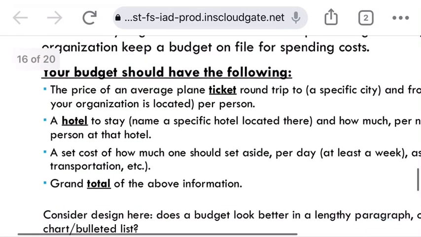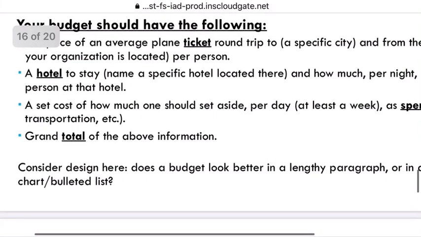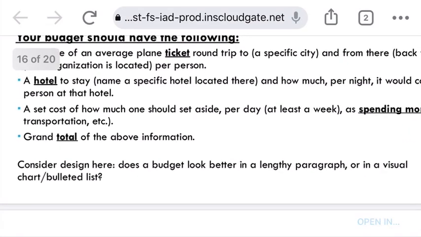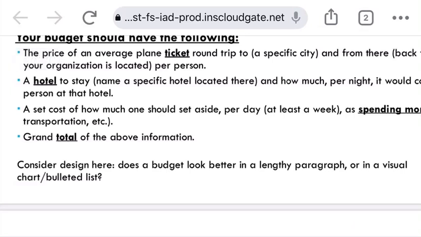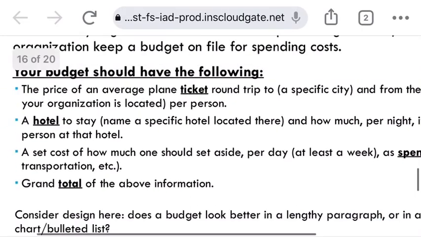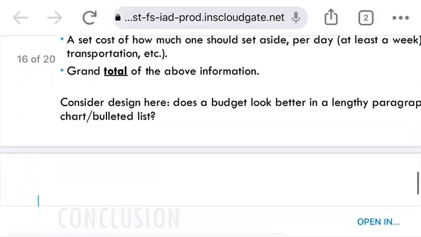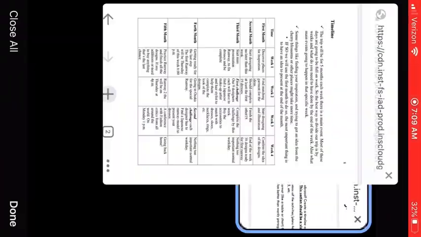And then all I want is to total that. What is the total of everything there and the grand total? And again, it's a simple budget. We're not in budgeting class, so I don't expect anything super concrete with that. Now consider design here. Does a budget look better in a lengthy paragraph or in a visual chart or bulleted list? It looks better if you list this information so the audience doesn't miss anything for the budget. So let's take a look at that sample.